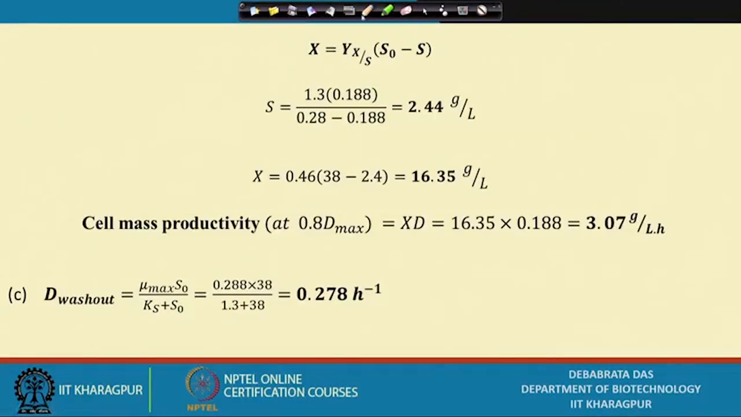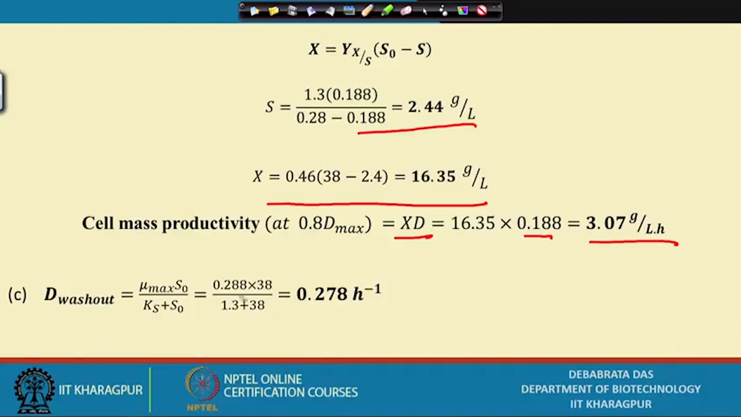Now, Y x by s, x will be what? Y x by s, s 0 minus s. So, we can easily find out the respective values of steady state substrate concentration and steady state cell mass concentration. Now, what is the productivity? Productivity is nothing but x into d. So, we know the value of x, we know the value of d. So, you multiply that, and we will get 3.7 gram per liter per hour.